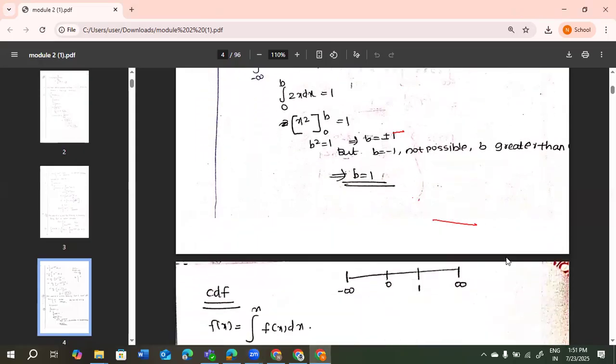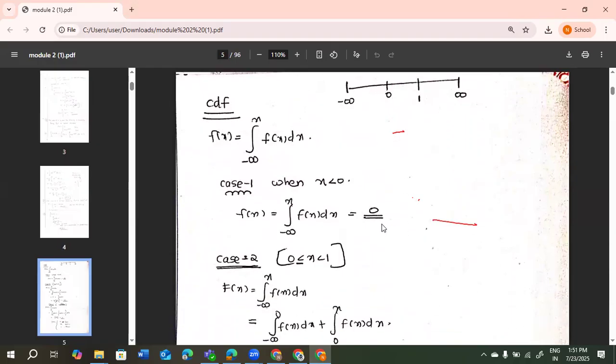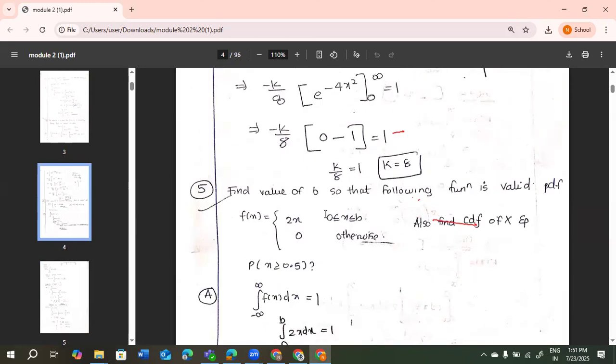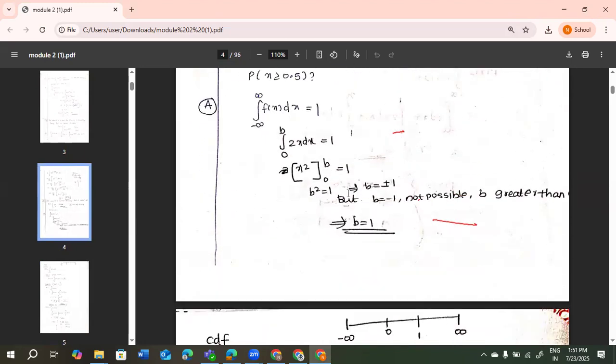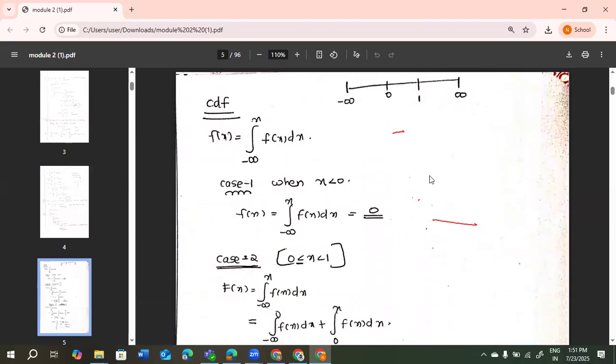Okay, now you want to find the CDF, that is the cumulative distribution function of this continuous random variable. That is also important. So what you are going to do is draw a line like this. I think you can see: minus infinity to 0, 0 to 1, 1 to infinity. Why did we take it like this? Because the limit is from 0 to 1, right? b is 1, so 0 to 1. So the cases considered here are less than 0 and greater than 1.